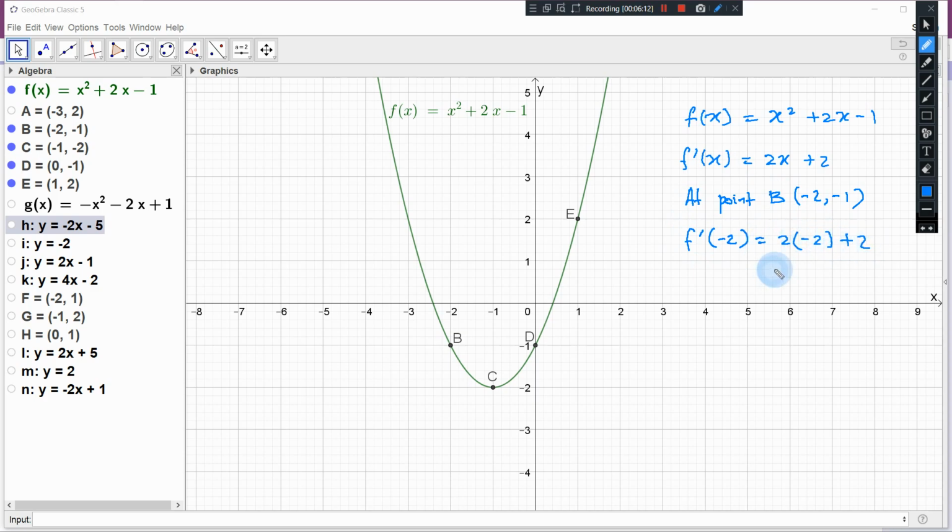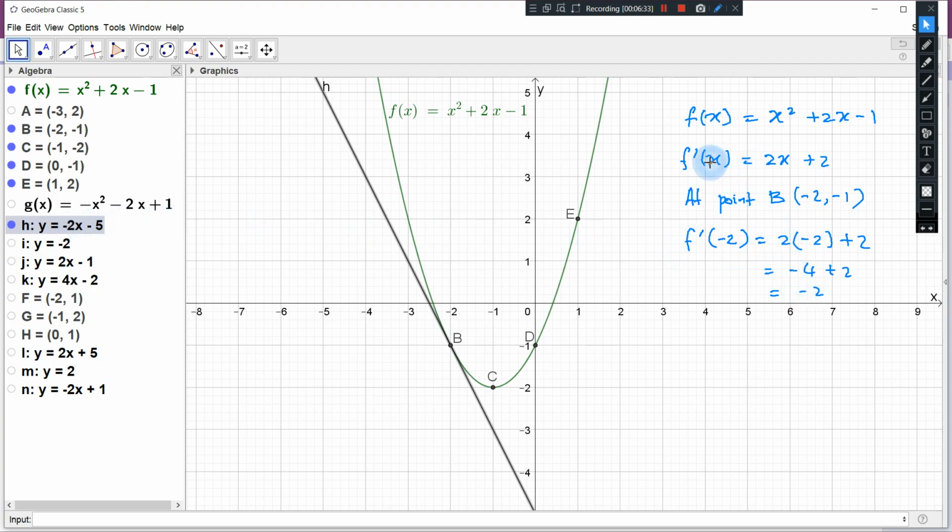2 plus 2. This is -4 plus 2, and the answer is -2. It means that the gradient of the tangent at this point is equal to -2. Okay, let me show you here. You look at this equation. So this means that the gradient of tangent is -2.